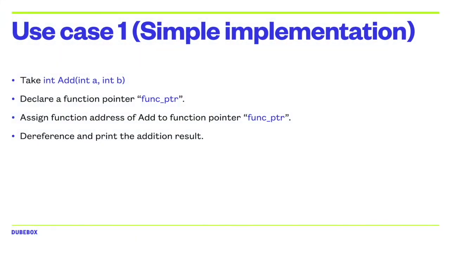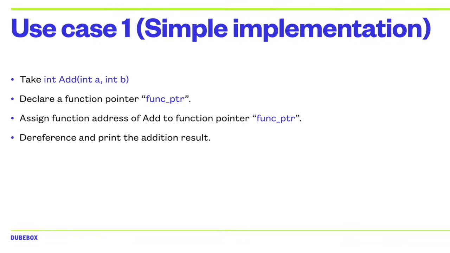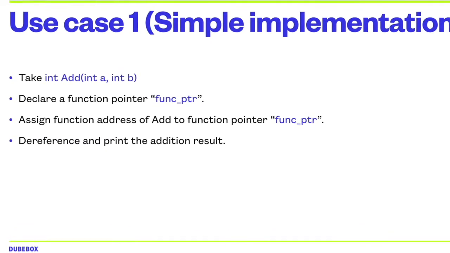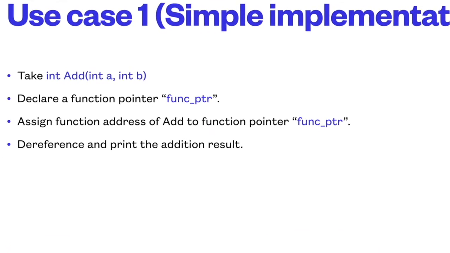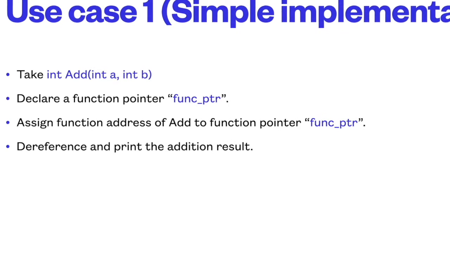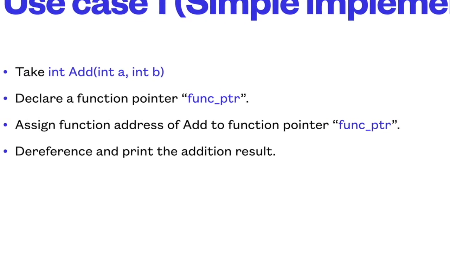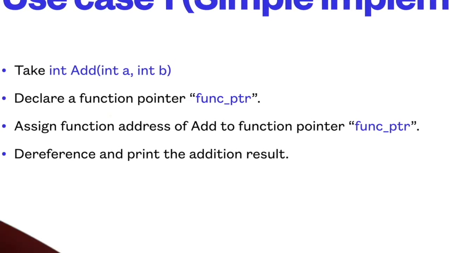In use case 1, we'll see a simple implementation of a function pointer. Take an add function which will add two numbers and return the addition result. Then in main, declare a function pointer, assign the base address of function add to the function pointer, and lastly do the dereferencing and print the addition result. Now we'll write the code for this.